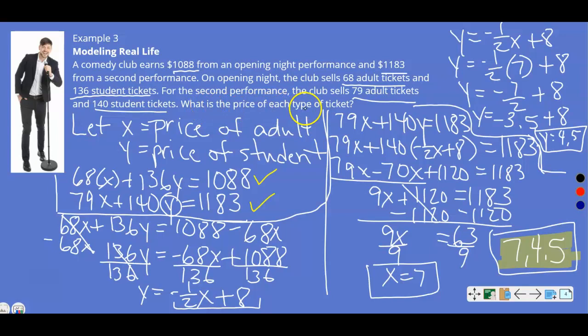That means, what is the price of each ticket? Since x was the price of an adult ticket, the adult ticket will cost $7, and the price of a student ticket will cost $4.50. That will be the price of each ticket to go to this comedy club performance. Adult tickets, $7. Student tickets, $4.50.